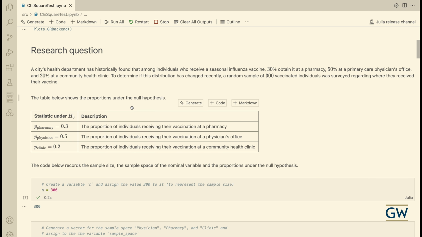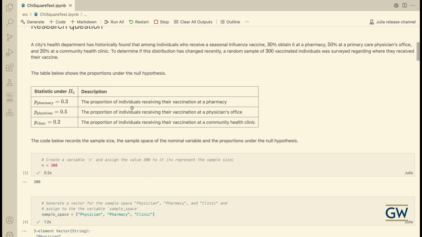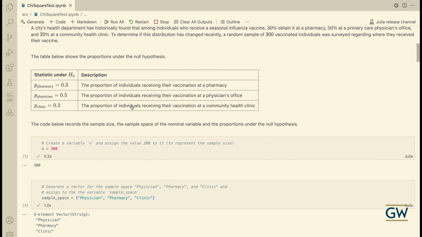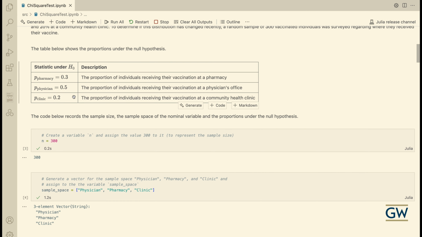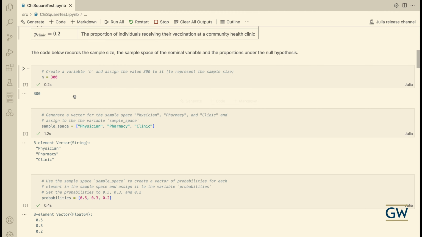So if we can state these proportions under the null hypothesis, that's what I've done for you in this table. And I've just put the subscripts pharmacy, physician, and clinic, and we can see under the null hypothesis, we think that the population proportions are 0.3, 0.5, 0.2, which is completely fine. They sum to 1 or 100%, which is what we want. And so what we're going to do now is I'm just going to use my computer, and I'm just going to generate 300 random observations using this distribution of proportions, 0.3, 0.5, 0.2. That's exactly what I've done.